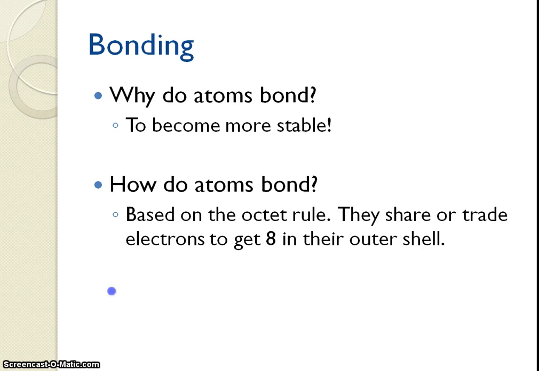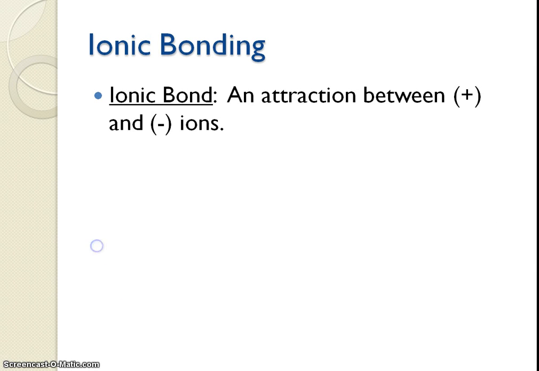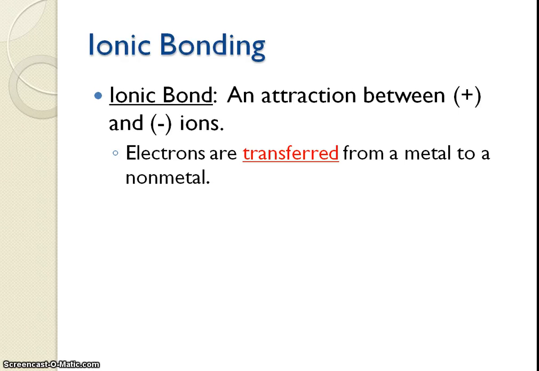So let's talk about ionic bonding. This one is an attraction between positive and negative ions. So when you see the word ionic bond, just look for that little word ion in there and think about charged particles. And what happens is electrons are going to be transferred. Notice that's in red and underlined. That's an important word. For ionic bonding, you're transferring the electrons.